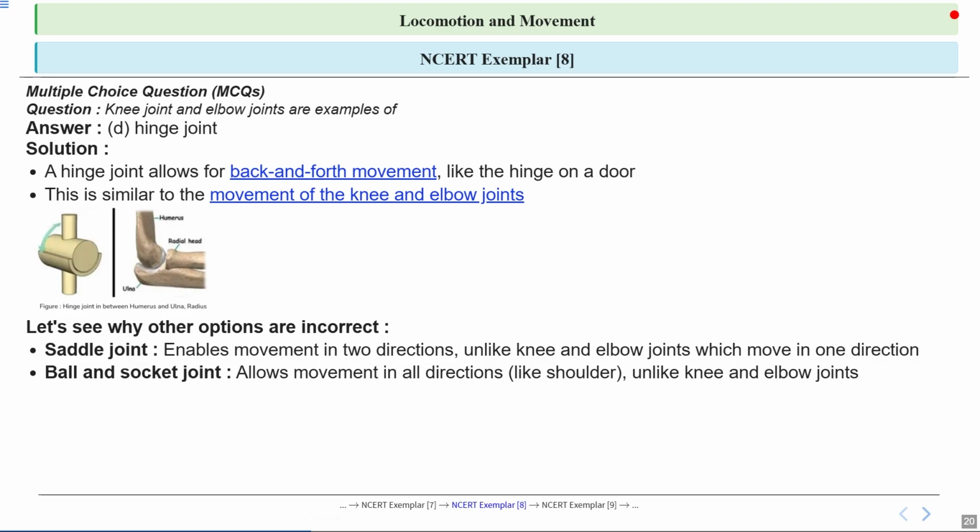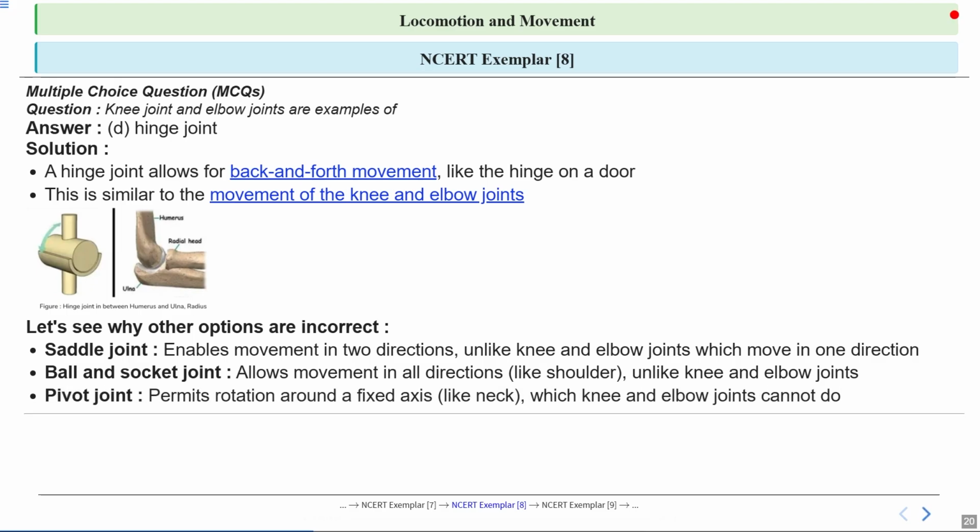Talking about ball and socket joint, it is like the shoulder joint. It allows movement in all directions because the rounded end of one bone, that is the ball, fits into the cup shaped socket of another bone, enabling a wide range of motion such as lifting, rotating, and moving the arms in various ways, unlike hinge joints like the knee and elbow, which only allow movement in one plane.